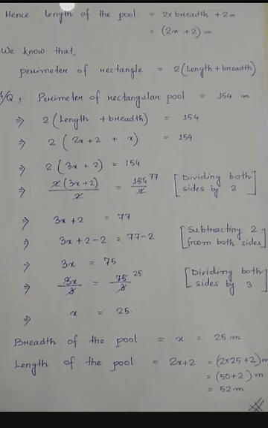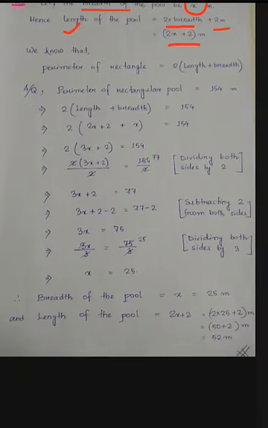In the first step, as told in the explanation, we have to consider the breadth as x. Then the length will be 2 into breadth plus 2 meters. This is in accordance with the condition provided, 2x plus 2 meters. After that, we know that the perimeter of a rectangle is equal to twice (length plus breadth). According to the question, the perimeter of the rectangular pool, this is actually the main condition of this problem.